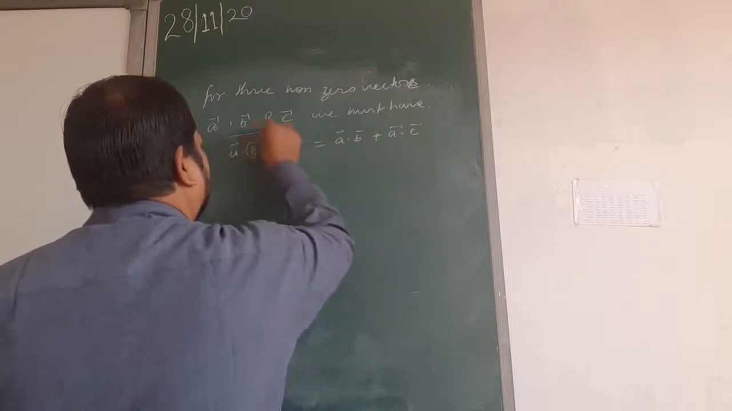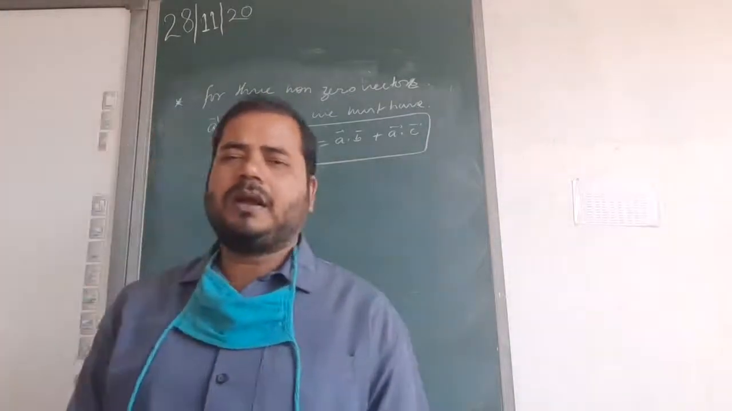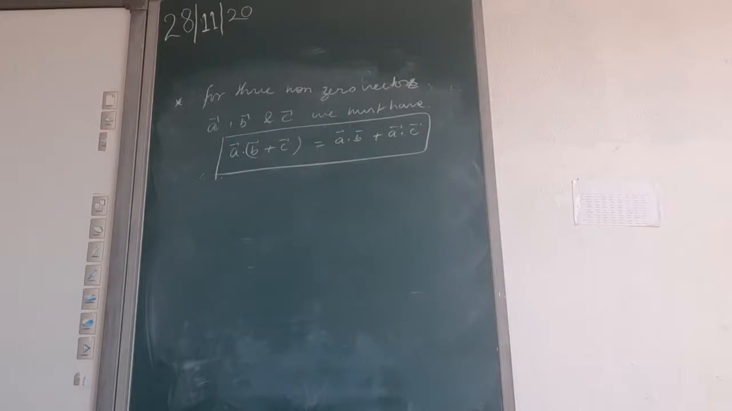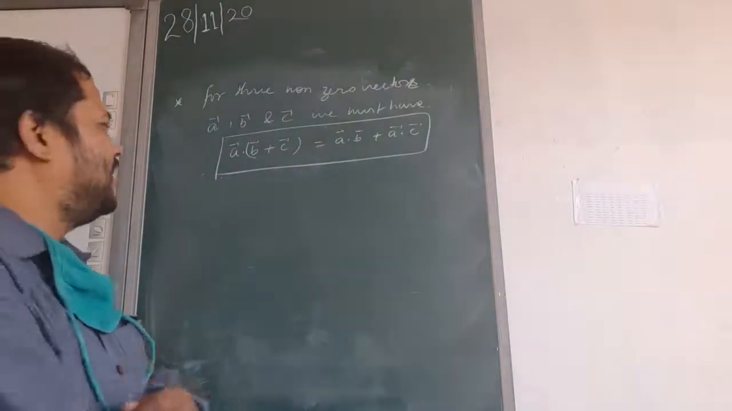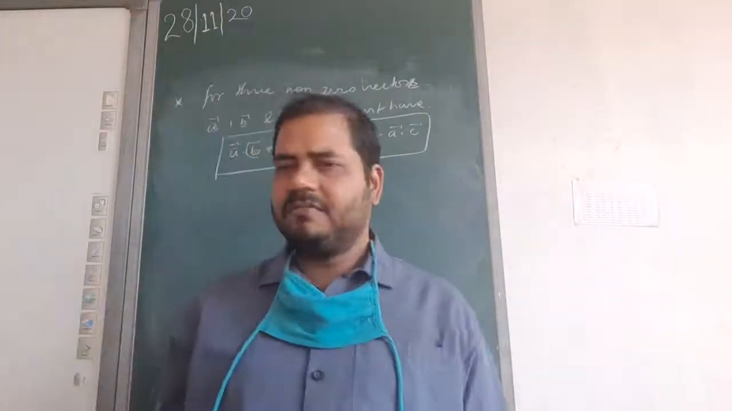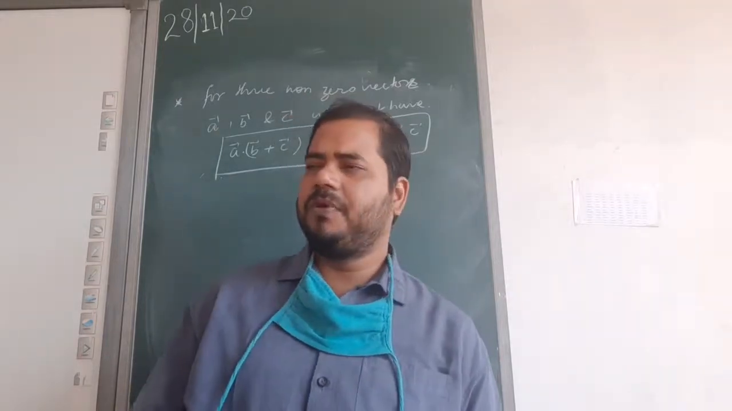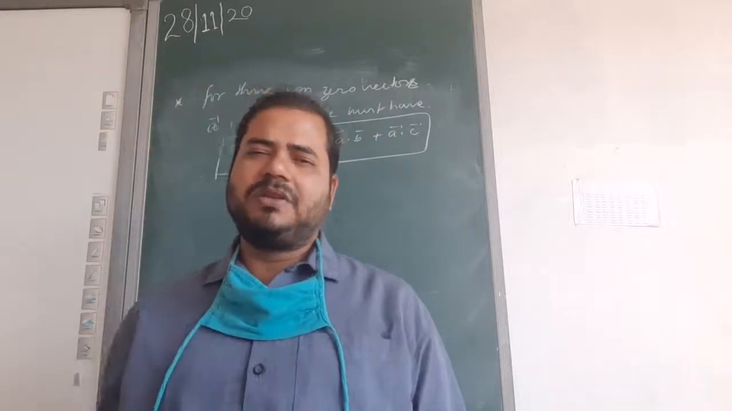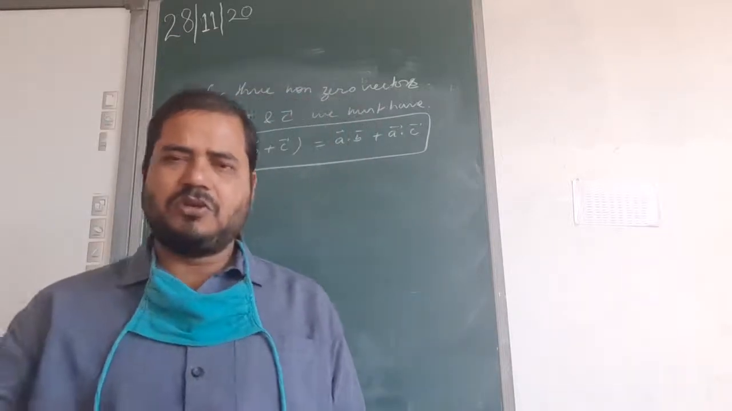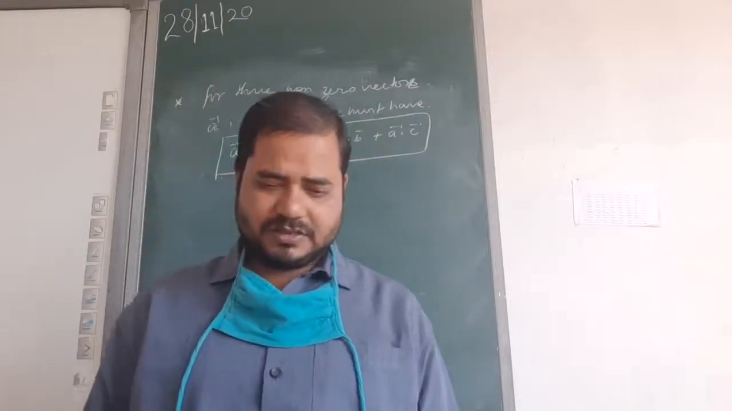This is a very important property, most important. That means dot product is distributive over addition. If you would like to verify it, you must take A as A1 I cap, B1 J cap, C1 K cap, and similarly B and C, and then find A dot (B plus C), and then again find A dot B and A dot C, and you get the same result. This is given in the book also. So this is your homework: verify the distributive law of vectors.